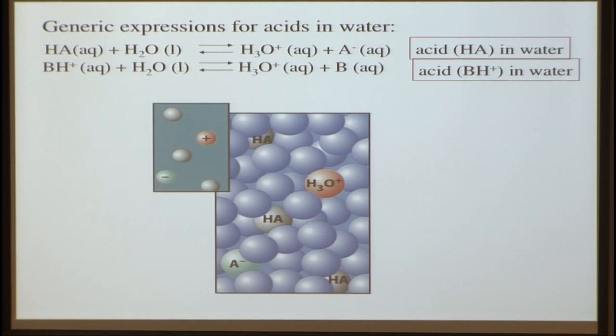You can also write this expression as BH plus plus water. BH plus can give up the H plus and become B, and also generate hydronium ions. So here, the acid is BH plus. Often, when you're looking at these kinds of problems, a weak acid will be HA, but sometimes you have a problem involving the conjugate acid of a weak base, and that's often expressed as BH plus. So both of these expressions are valid for an acid in water.